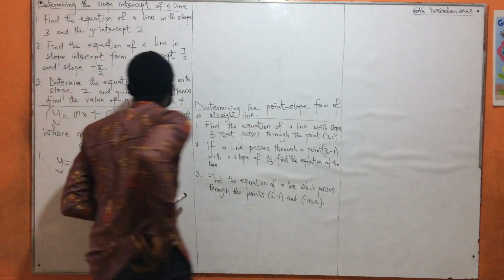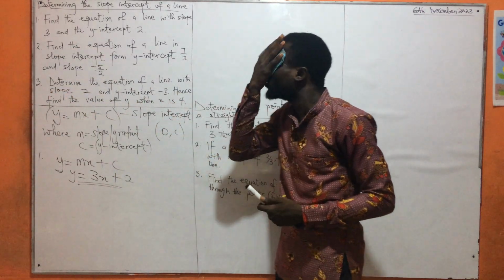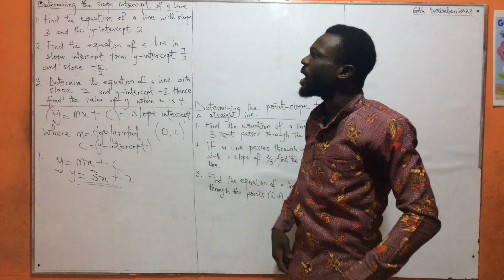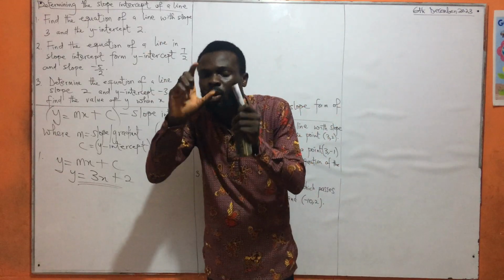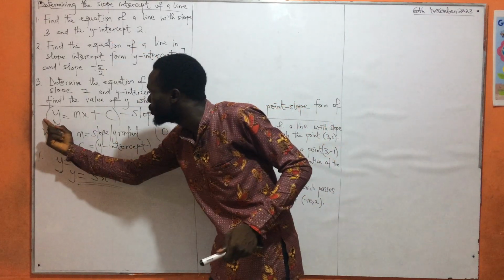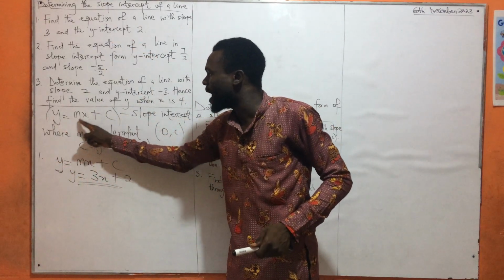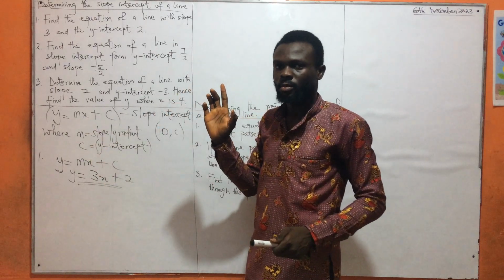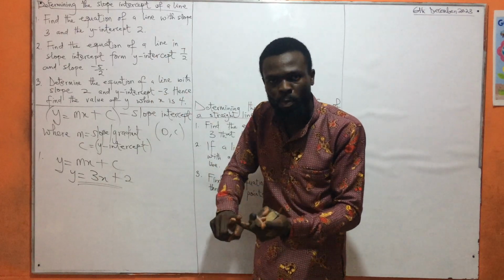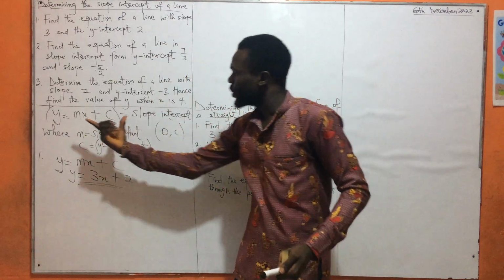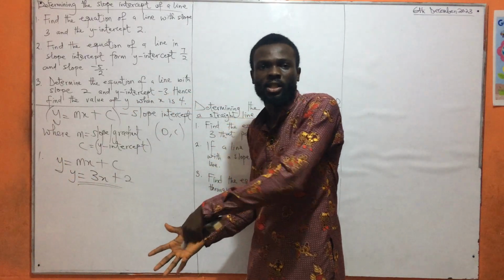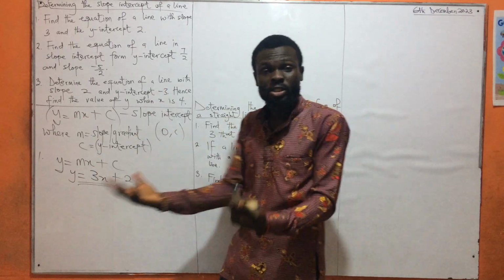The moment you write this, it gives you the equation of that line. That is why we are told to find the equation of the line with the given slope and y-intercept. So anytime you are asked to find the equation of a line given a slope and the y-intercept, we use the form y is equal to mx plus c. That is what we have to use. So number 1 was just an introduction.